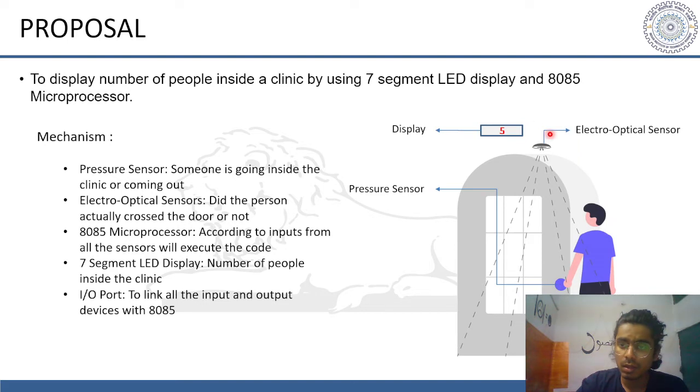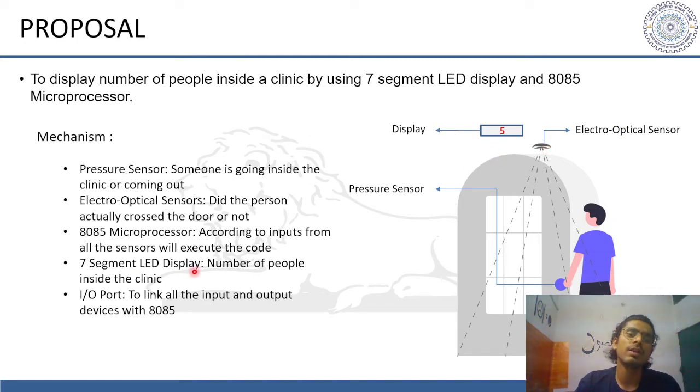And there will be 2 electro-optical sensors, one outside the clinic and another one inside the clinic, just above the door. This electro-optical sensor will give input to the 8085 whether a person is actually crossing the door or not. Like a person can just hold the handle, and someone calls him from behind, and he goes away. So the electro-optical sensor will be able to sense that the person is not passing the door.